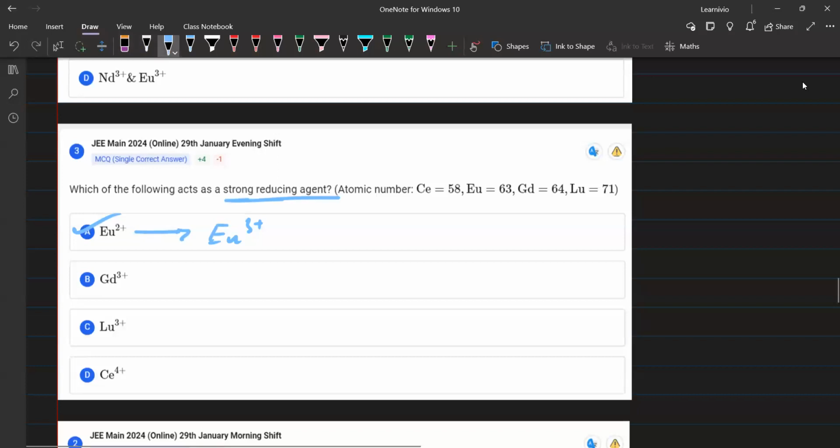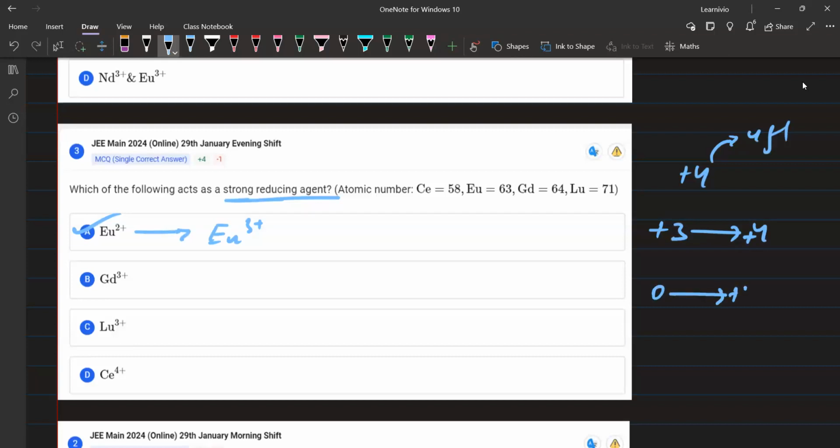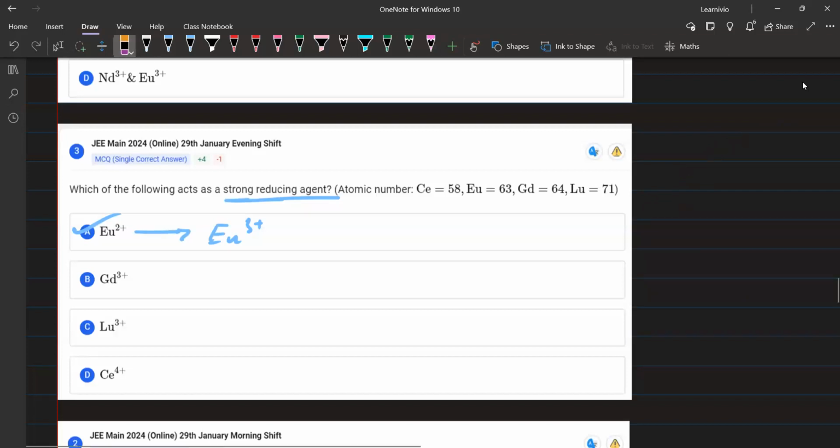Also, one thing I'll tell you: even if, let us suppose, gadolinium or lutetium has +4 oxidation, it is going to have 4f7, but it is inherently difficult to go from +3 to +4, right? It will always be easier to go from 0 to +3. Removing an electron from +3 is still difficult. So even if you have a comparison of 0 to +3 and +3 to +4, choose 0 to +3.